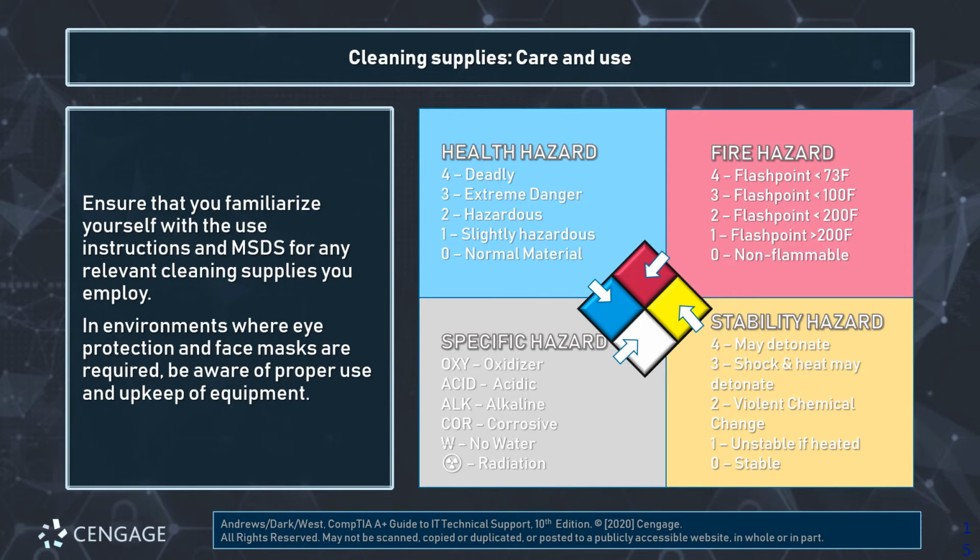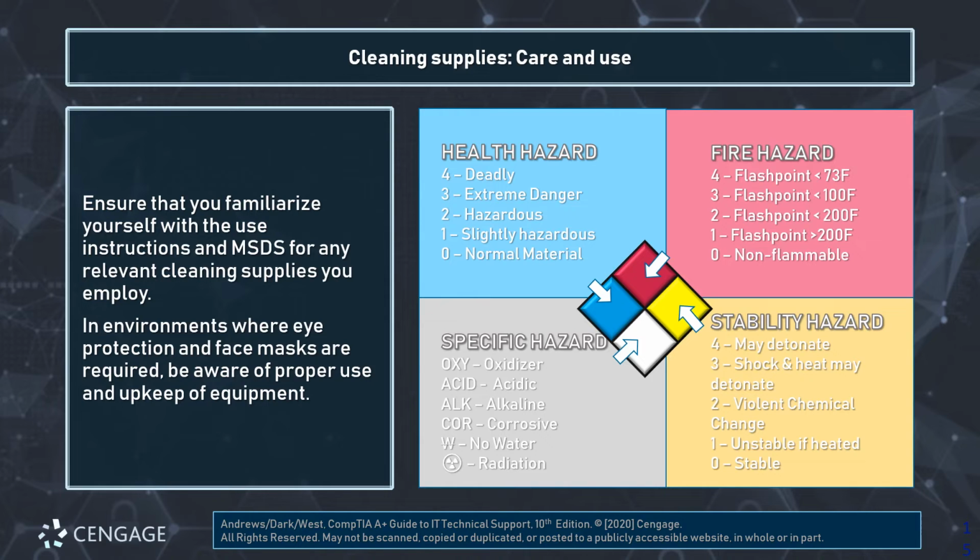So something that you are probably going to be a bit more observant of would be things like the MSDS, or the material safety data sheet. I think they call it just an MDS now, for different cleaning supplies. In environments where you need face masks or eye protection, you have to make sure you know how to use it and in what environment it should be employed.